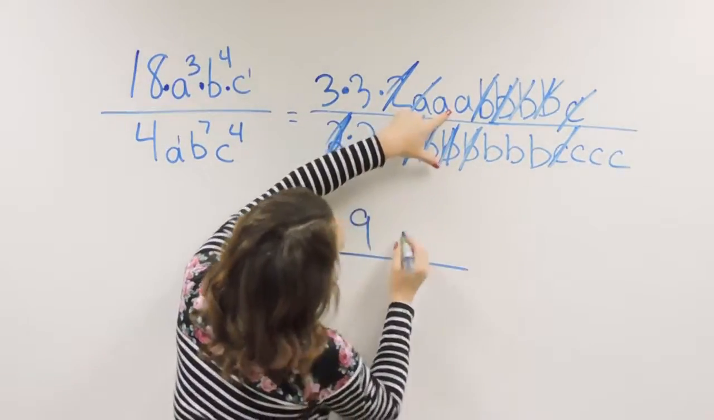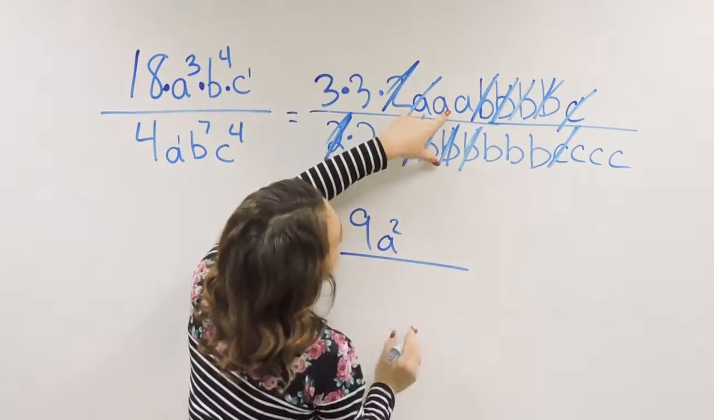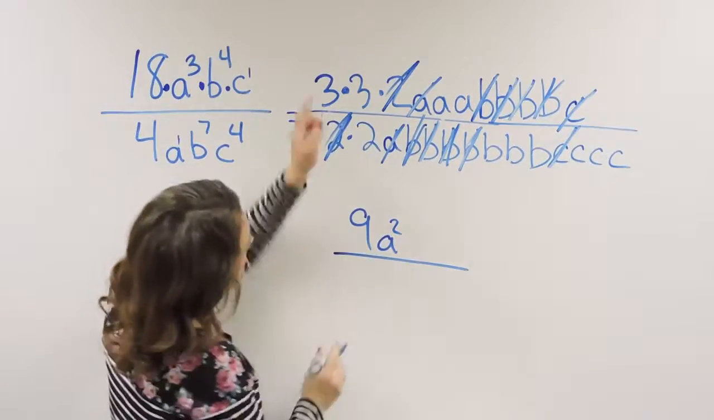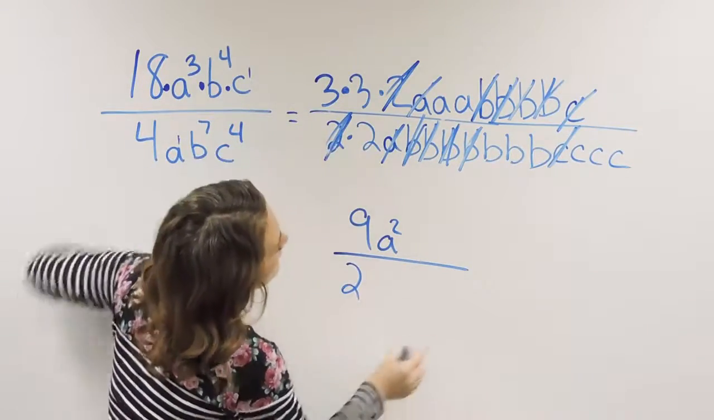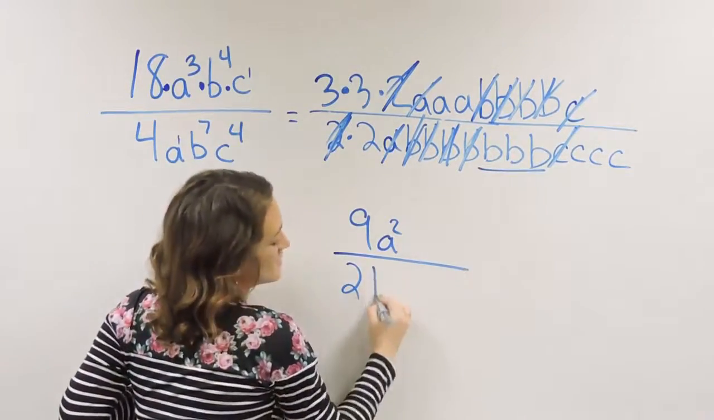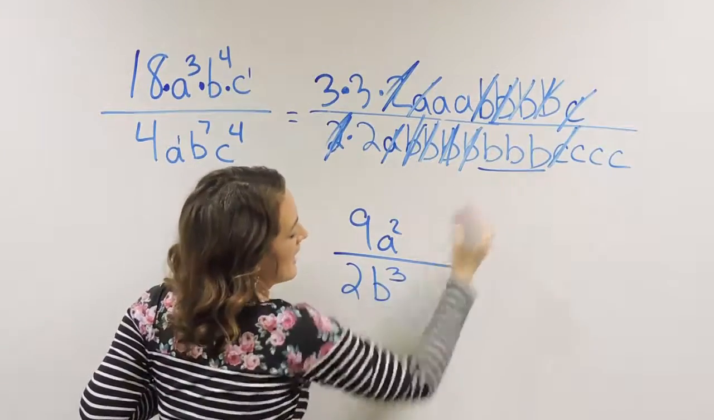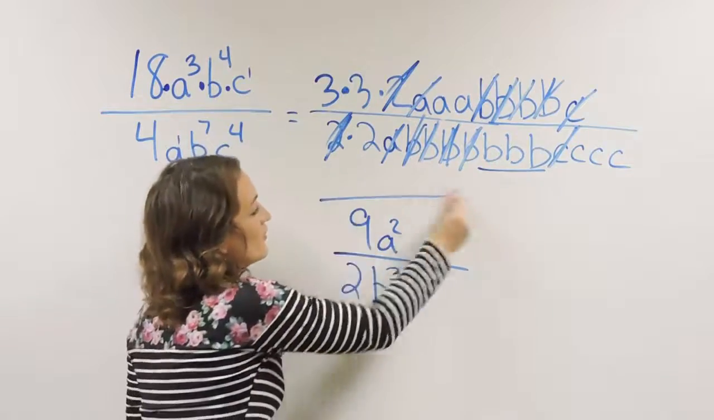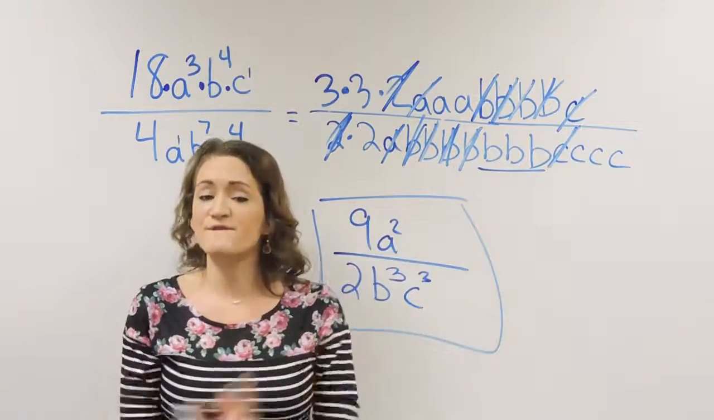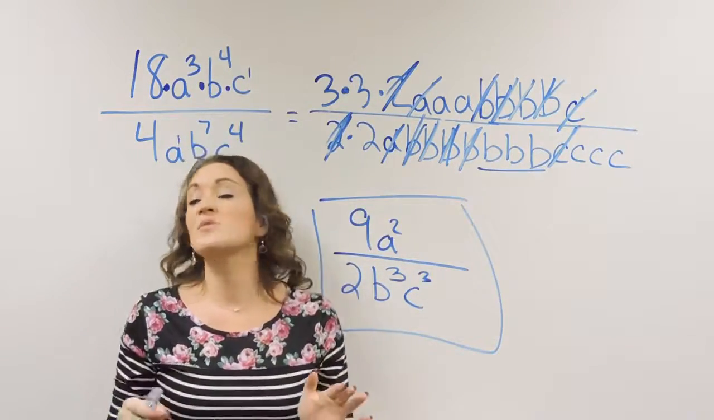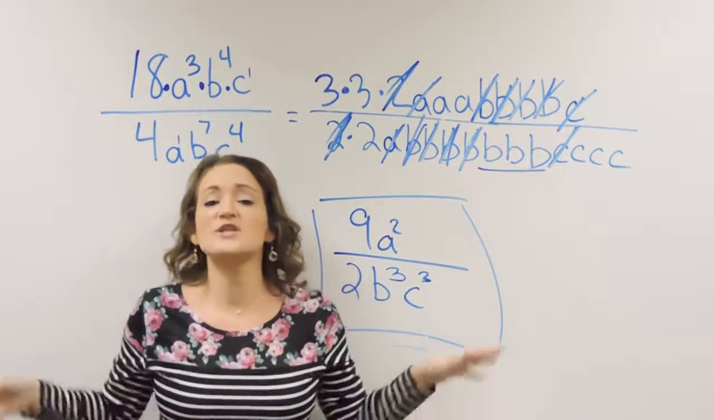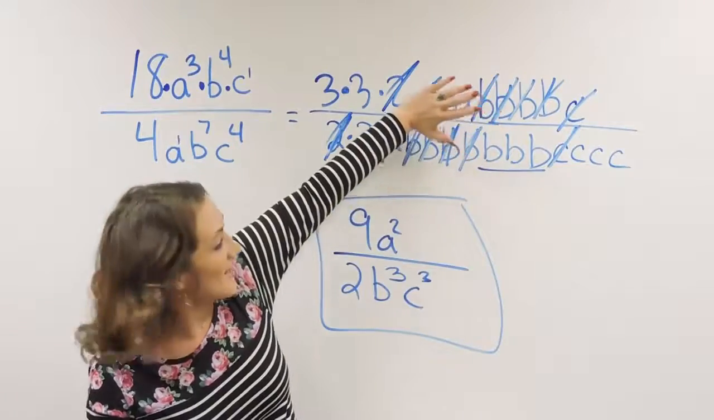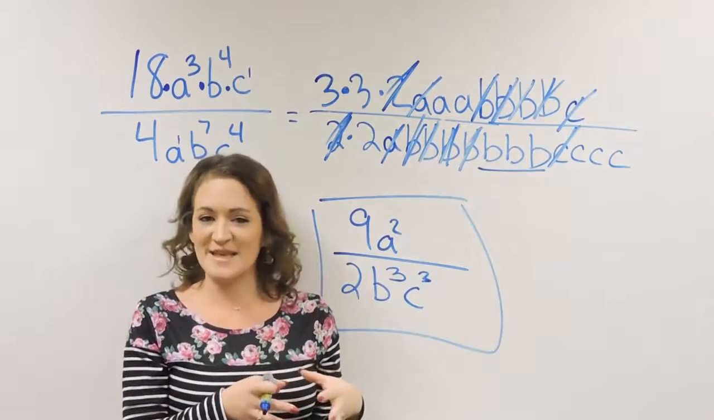Then I have 2 a's, so that would be an a squared. And looks like that's it. Moving down to the denominator, I have a 2, and then I have 3 b's, so that would be a b cubed, and then 3 c's, so that would be a c cubed. So this right here would be my final answer. So just remember, when you're dealing with monomials, stretch that out into a multiplication, cancel anything you have in common, and slap it all back together in the end.